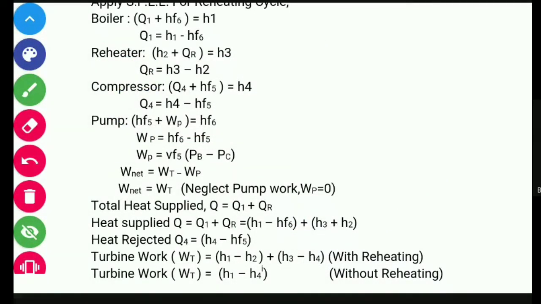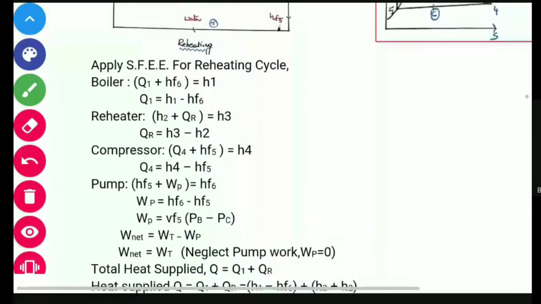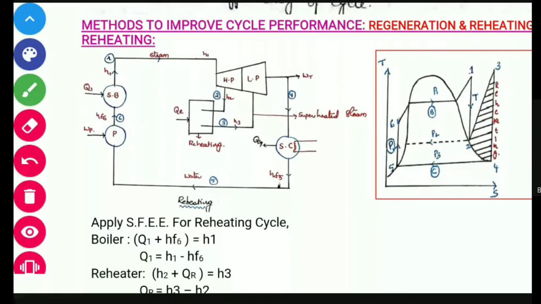So here also, we are having two turbines. One is the high pressure turbine and the other is the low pressure turbine. So in these two turbines we'll get the works. One turbine is in between H1 and H2. The other one is between H3 and H4.